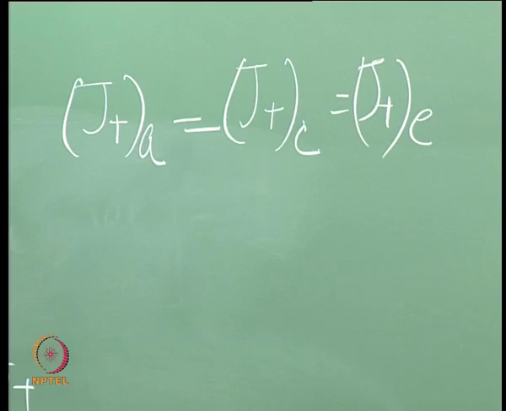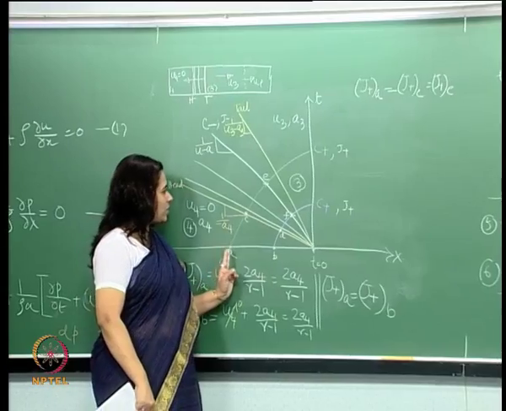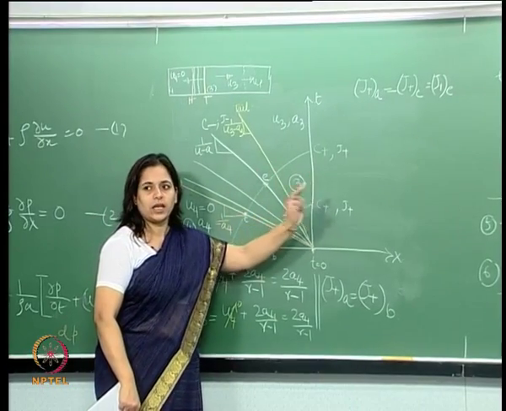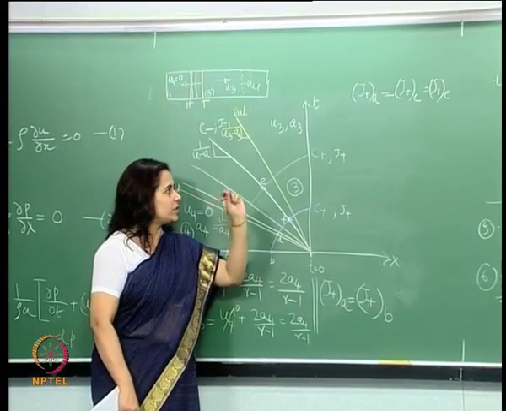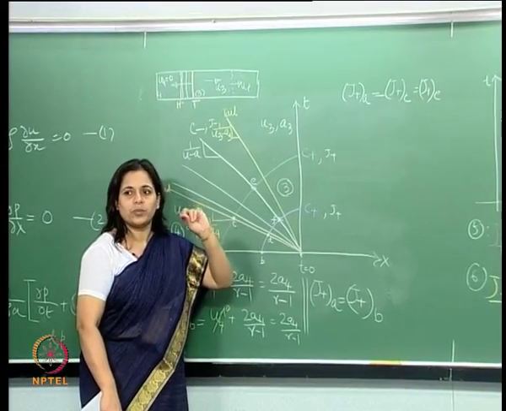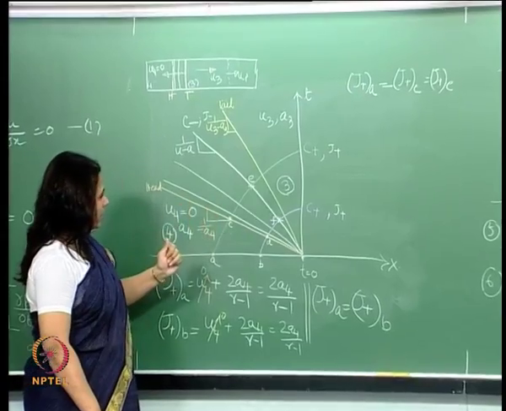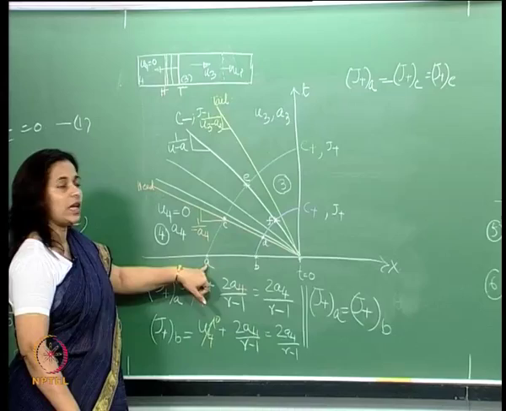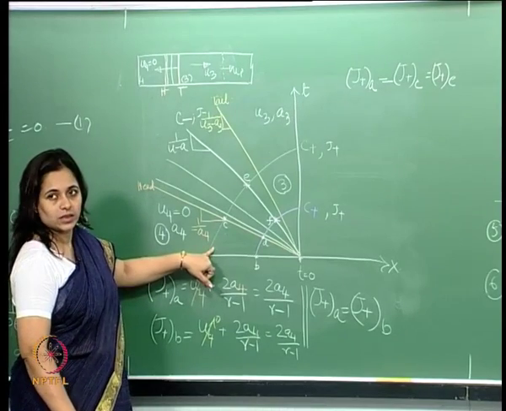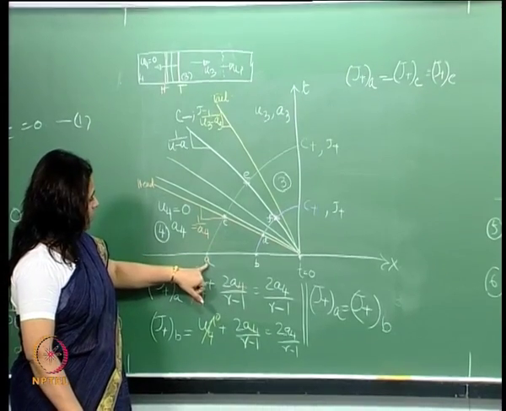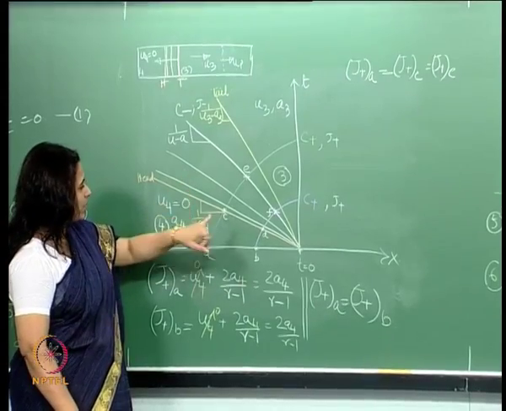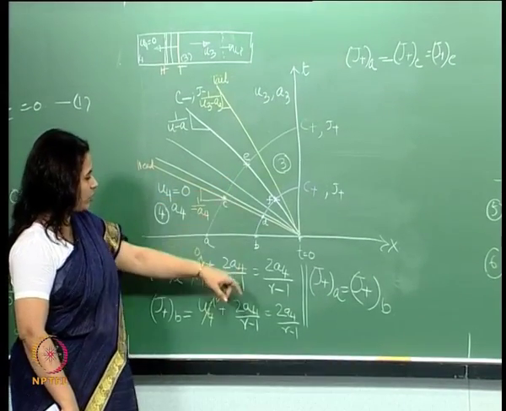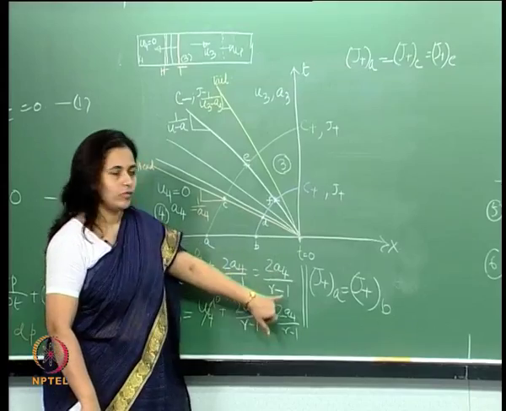This is also equal to J plus E. Isn't that true? So, essentially what you are saying is each C plus characteristic is associated with a particular value of J plus. In this particular case, I have found out J plus at this point A, which lies on the C plus characteristic, right. So, J plus A is equal to J plus C, which is equal to J plus E, which is equal to this value, which we have found out.